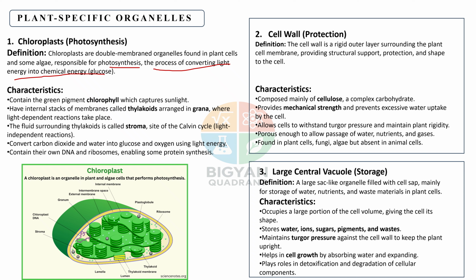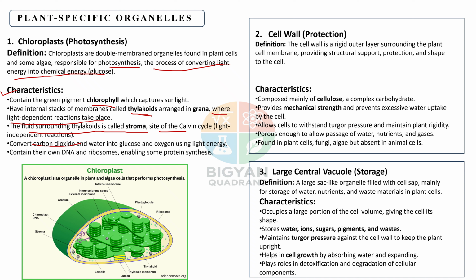Chloroplast is the site where photosynthesis occurs, and it converts light energy into chemical energy. And what are the characteristics? It contains the green pigment called chlorophyll, which captures the sunlight, and has internal stacks of membrane called thylakoid and grana, where the light dependent reaction takes place. The fluid surrounding the thylakoid is called the stroma, the site of the Calvin cycle, where the light independent reaction takes place.